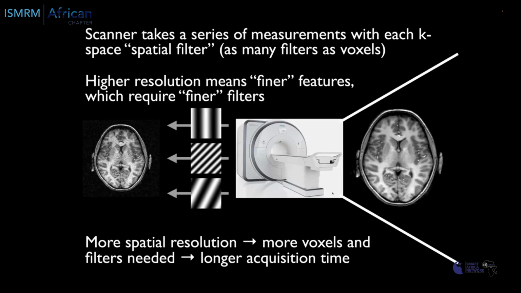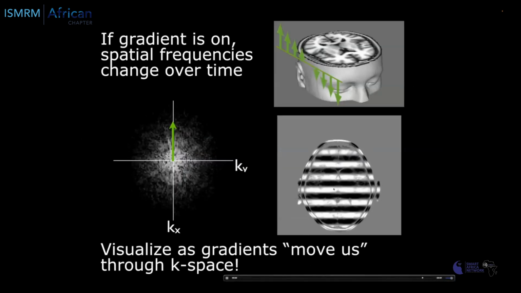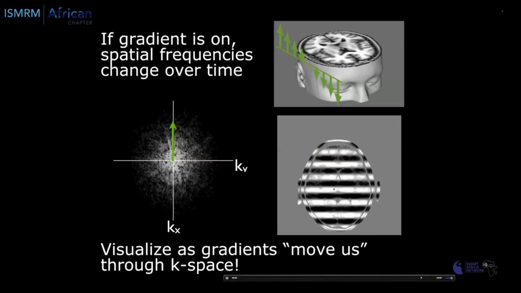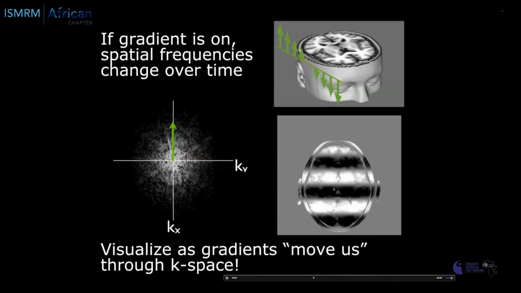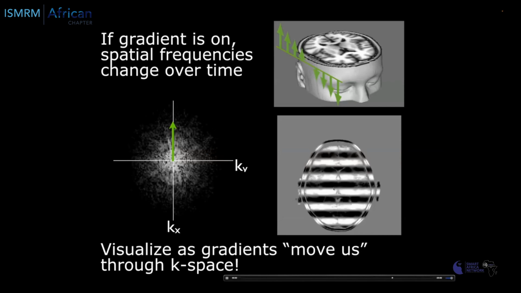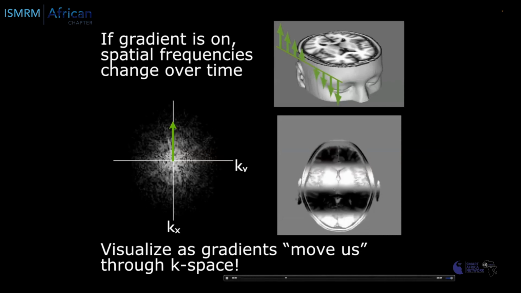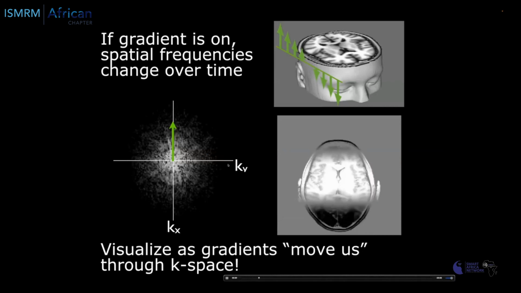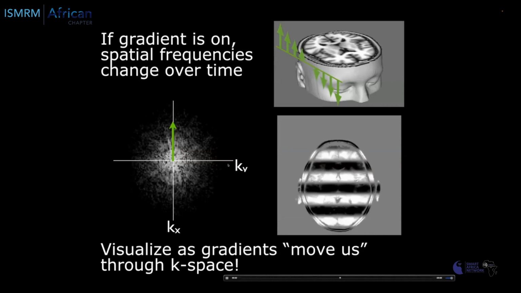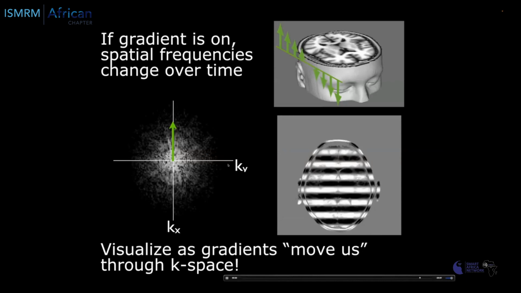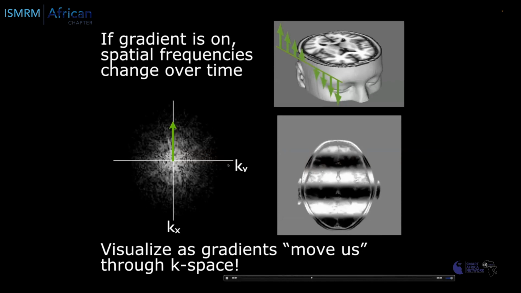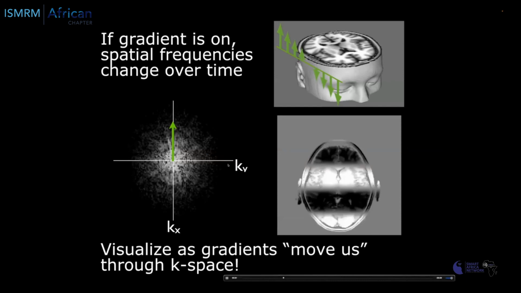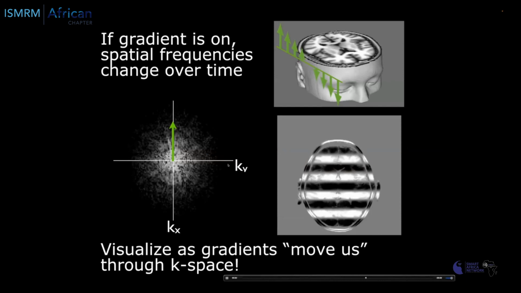Finally, again, I think I've said this multiple times, but it bears repeating because it's so important: when we turn a gradient on, the spatial frequencies change over time. So they don't just take us to a fixed spatial frequency. You can see in the image below, as the Y gradient is turned on and we leave it on, the spatial frequency evolves over time, right? So actually when we turn a gradient on and leave it on, we don't just go to a fixed location in K-space, we move through K-space and we sample as we go, right?